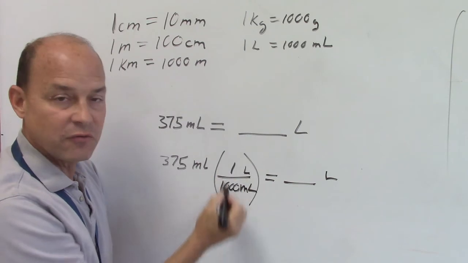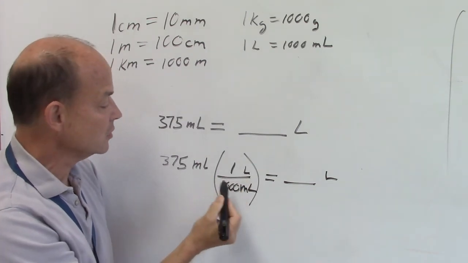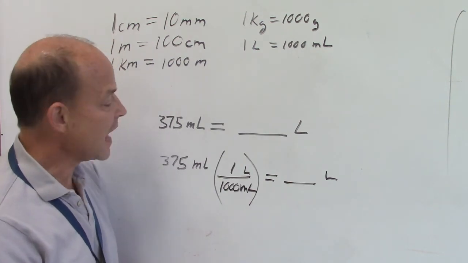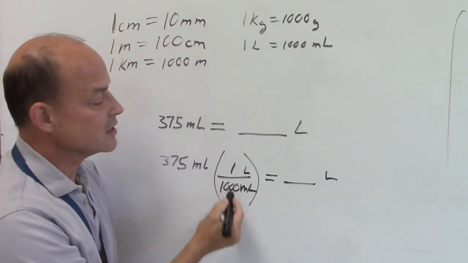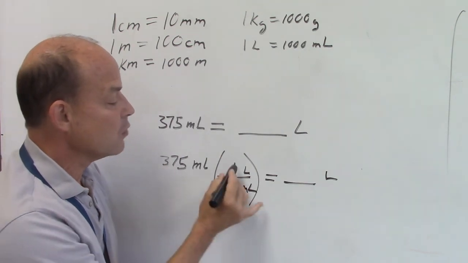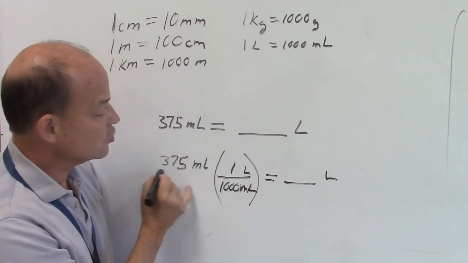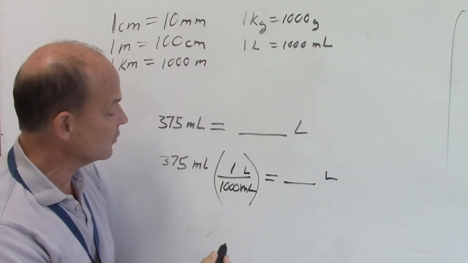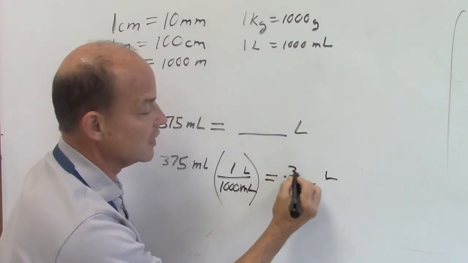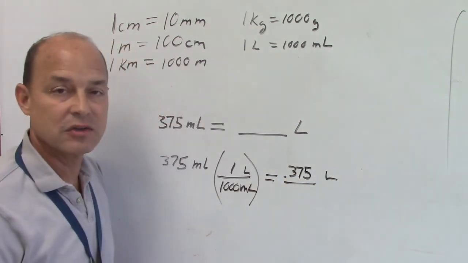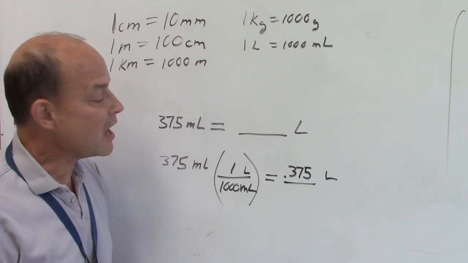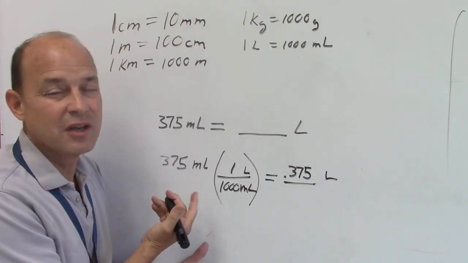Now this fraction right here is equal to 1, so we can multiply this number times 1 and still not change the value of it. I hope you understand that part of it. But if you don't, just simply set up what you need and then do the multiplication. So that's 375 divided by 1,000. If we divide 375 by 1,000, we're going to get 0.375 liters. It's really pretty easy if you set it up right, but it might stress you out if you don't have a strategy. Use my strategy.